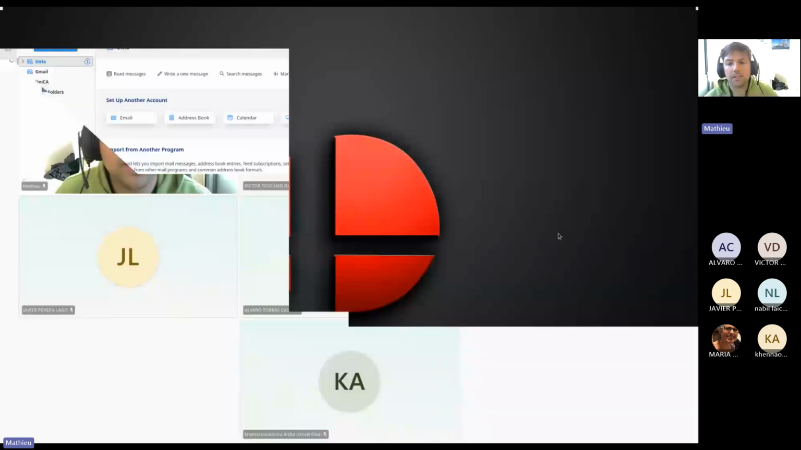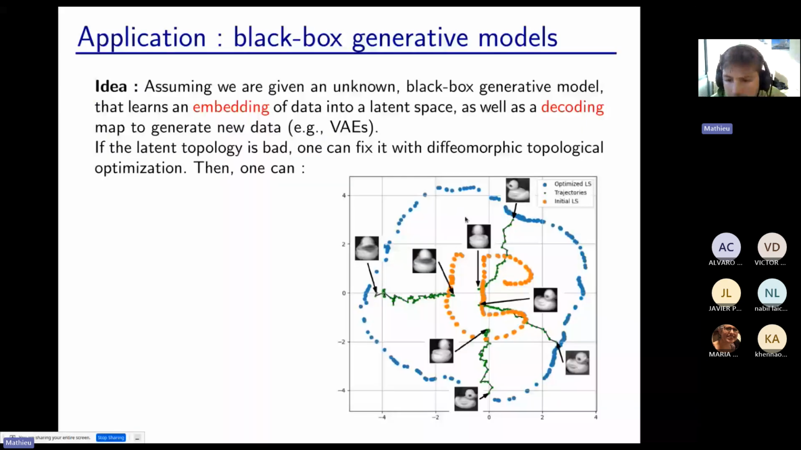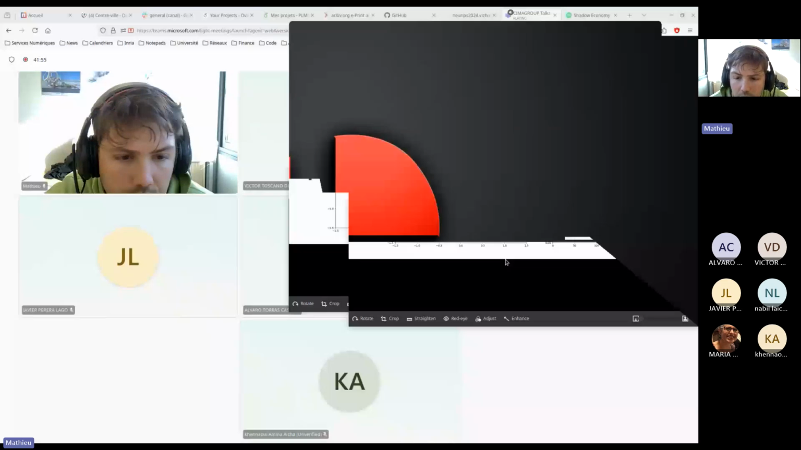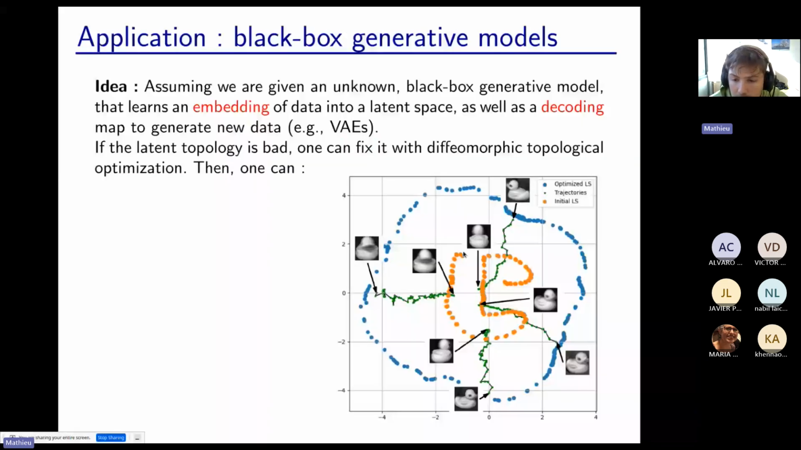And this is, I guess, an illustration of that. I have a data set given by rotating images. See that this is the same object, but taken along different angles. In orange, you have what a neural network has learned. So it's obviously a curve in the latent space, but it doesn't look like a circle.